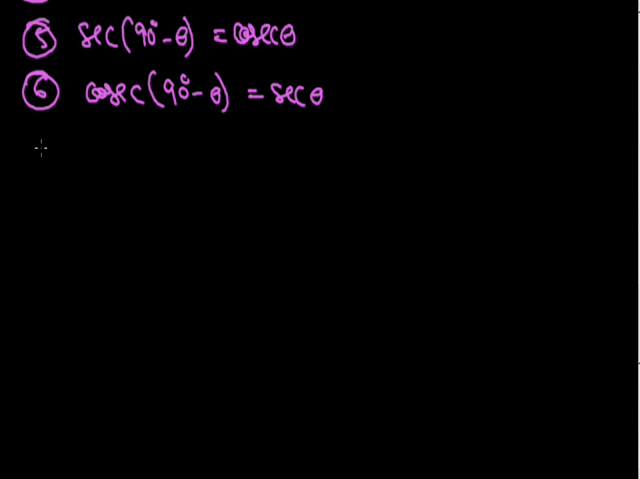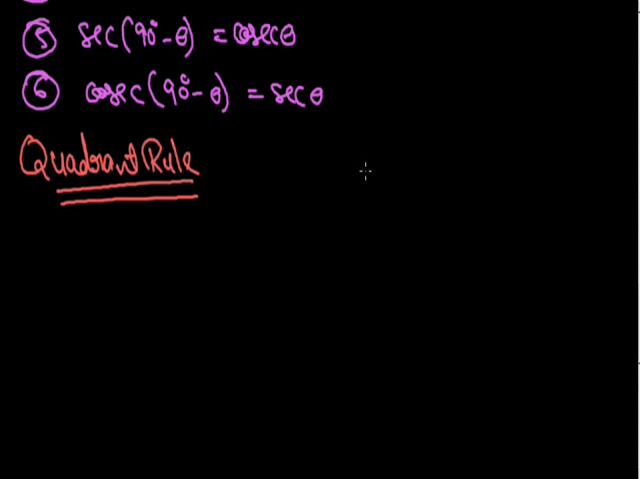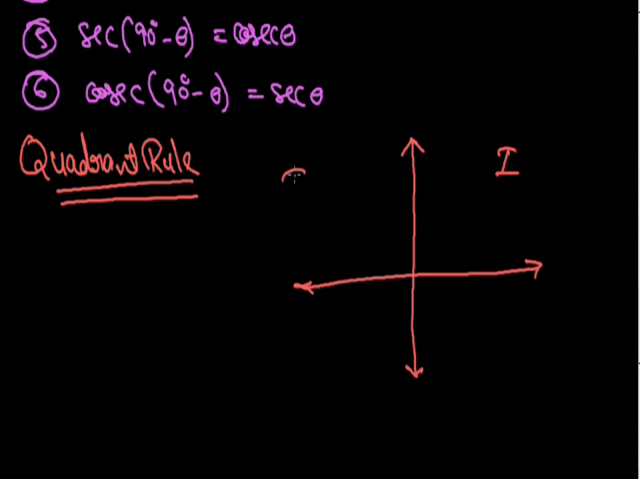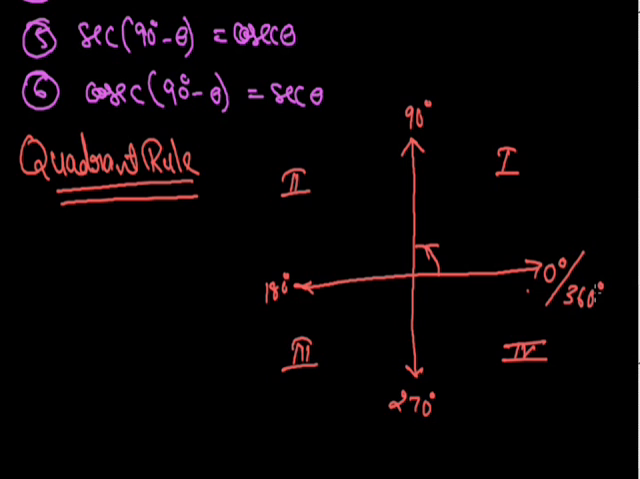The next is the quadrant rule. In the quadrant rule, we divide the plane into 4 parts. This is known as the first quadrant, this is second, this is third, and this is fourth. Now for the trigonometric ratios, this angle is equal to 0 degrees. When we move anti-clockwise from this angle, this angle is equal to 90 degrees, this angle will be 180 degrees, this angle will be 270 degrees, and this angle will again be 360 degrees, and so on.